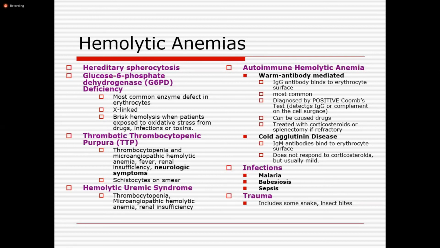Hemolytic uremic syndrome: thrombocytopenia, microangiopathic hemolytic anemia, and renal insufficiency. TTP is more common in the adult population, while hemolytic uremic syndrome is more common in children.